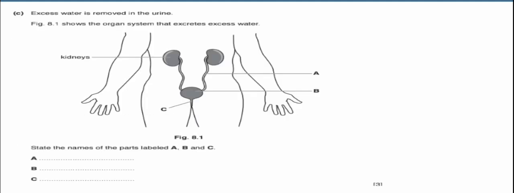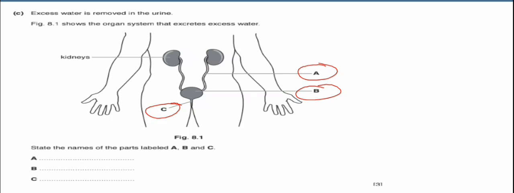which is C. Excess water is removed in the urine. Figure 8.1 shows the organ system that excretes excess water. So we have the kidneys. We also have part A and part B. The last one is part C. So we need to understand what part A is and what part B is and part C is.